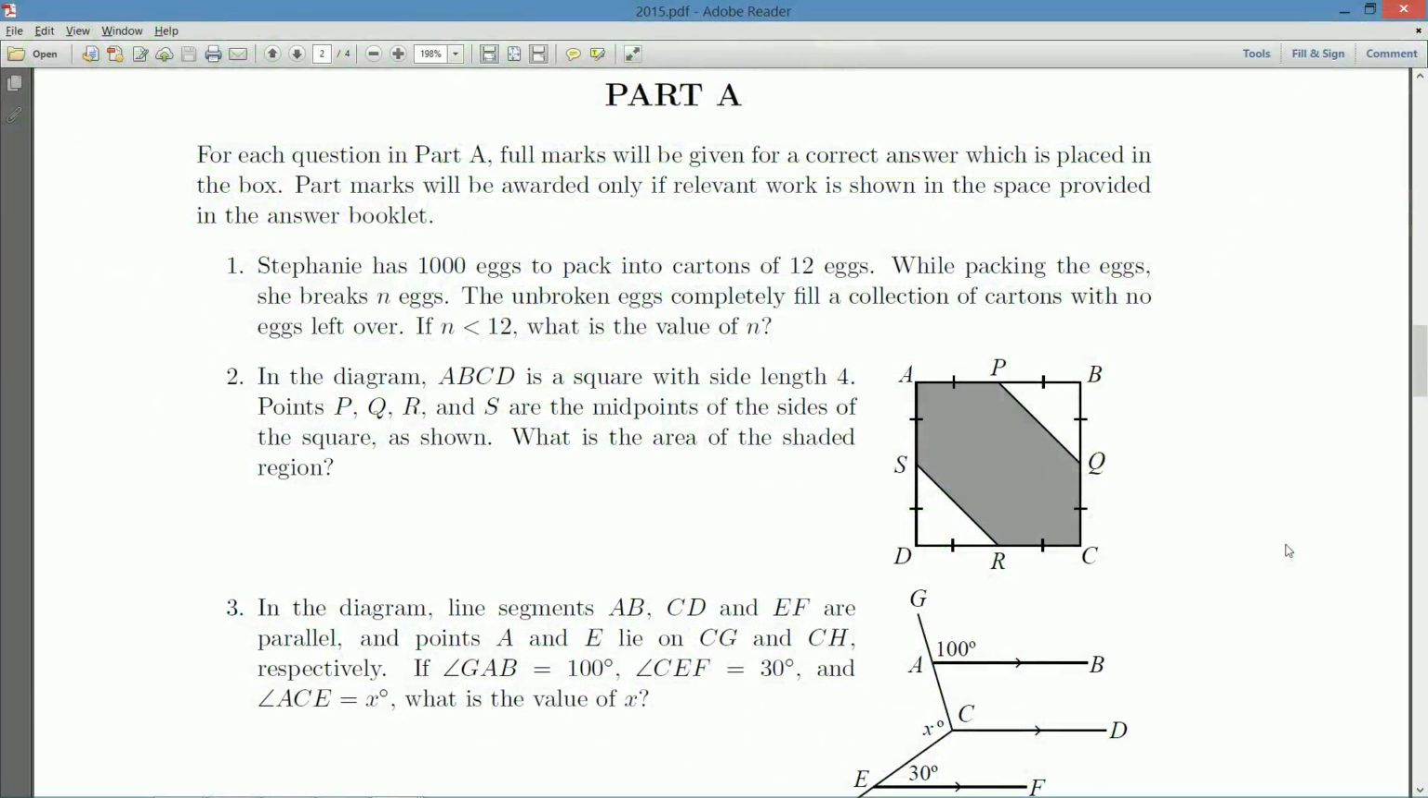Root Beer here with more of the 2015 CIMC. That's the intermediate paper aimed at grade levels 9 and 10. We're on to question number 2.